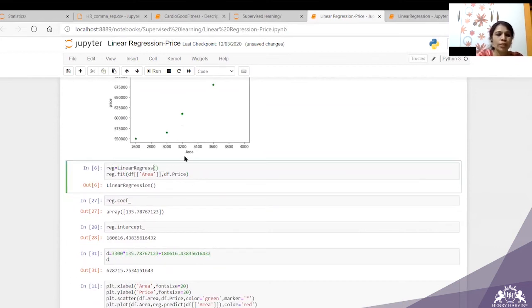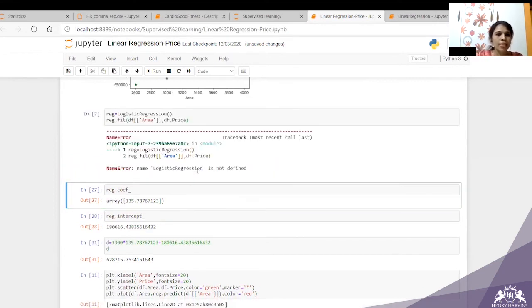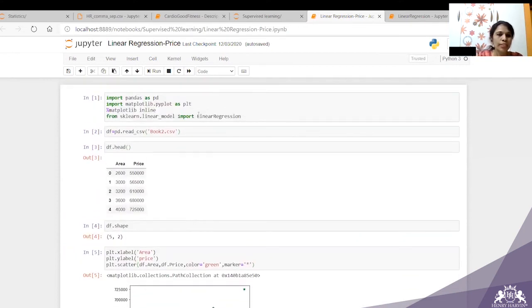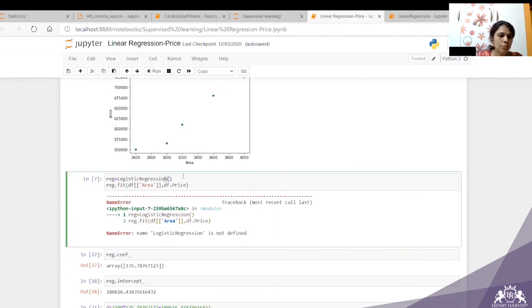In case I'm doing logistic regression, what I should write is LogisticRegression. One more thing I want to tell you: this is how we have to run it. If you make it LogisticRegression, here it is not defined because I have not yet imported logistic regression. That is the reason it is showing that. Since it is a linear regression model, I have to write it as LinearRegression.